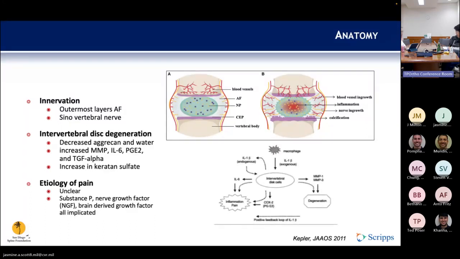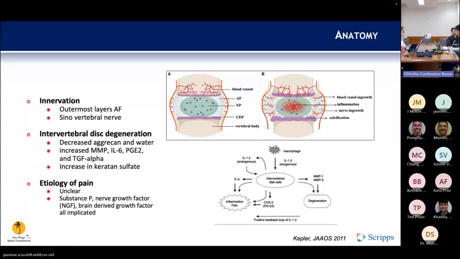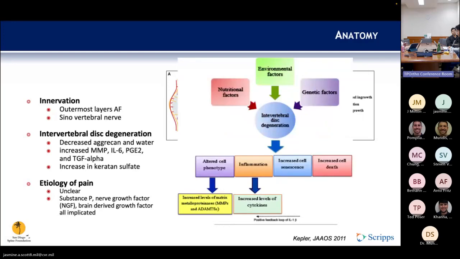This is a schematic from this JOSRT article from Kepler et al. in 2011, kind of trying to explain the inflammation cycle that happens in degeneration, but basically the increase in the cyclooxygenase, PGE2, IL-6, which form this positive feedback loop or vicious cycle, which contributes to the degeneration. And this one is sort of not from that paper, but just in my head, it made more sense. It was a little easier for me to understand. I think I like the bright colors too.